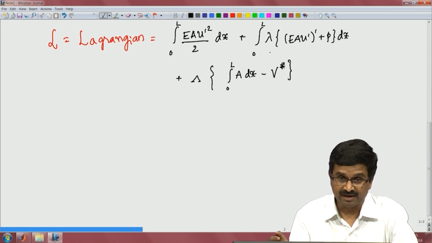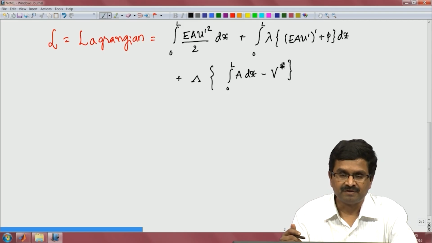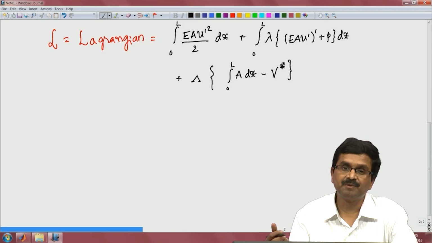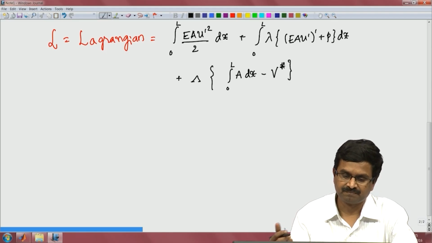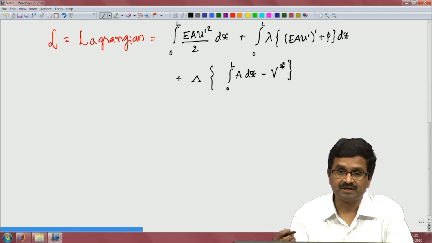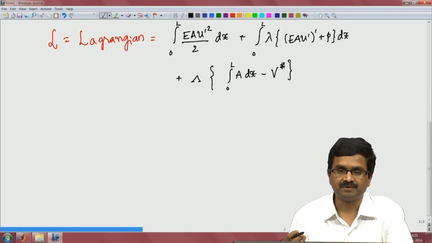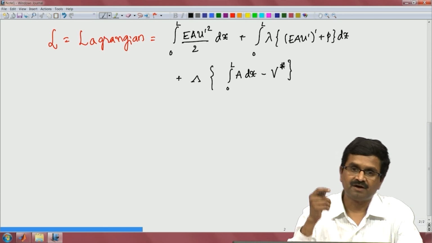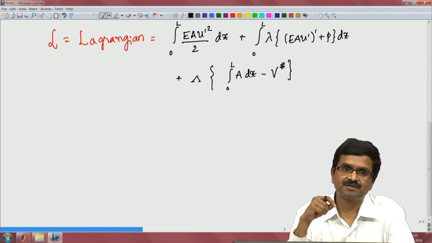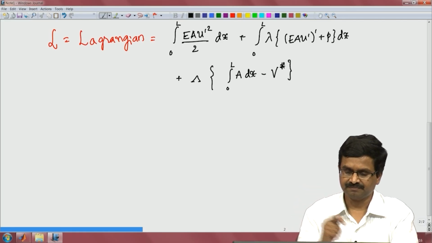We also have lambda x, which is a Lagrange multiplier function that we do not take variation with respect to, because that is not something that we have control over. The problem decides what lambda x should be. Our necessary conditions are to do with only the functions that we do not know. One is the design variable, the other is the state variable. In fact, the governing differential equation is the one that lets us compute the state variable, provided we know A of x.